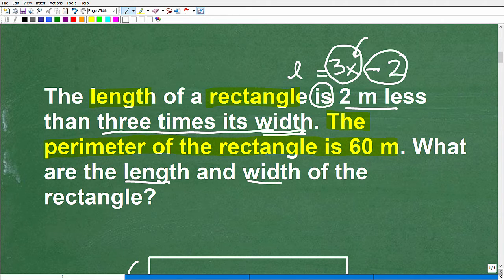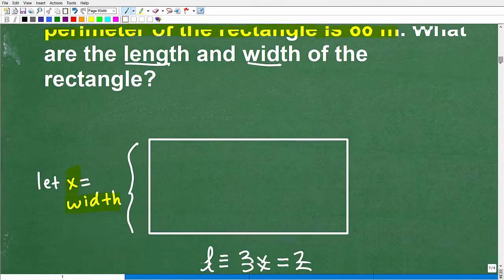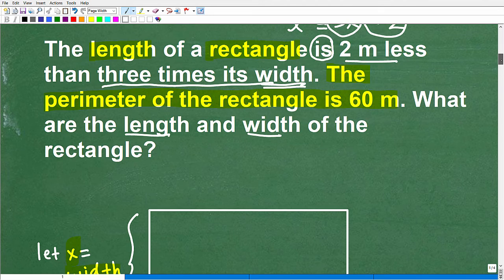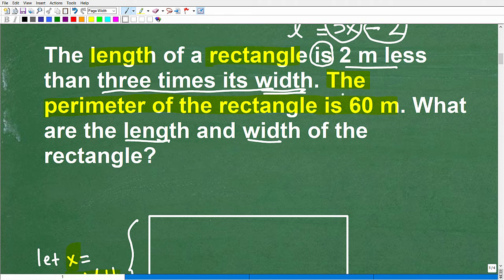You have to go back and pick out information from this. So here is a pretty good model. Okay, so here I have a rectangle. I know this is the length, this is the width. Now we're going to get to the second half of this. We're going to have to figure out how to build an equation. And all these algebra word problems will give you that information.